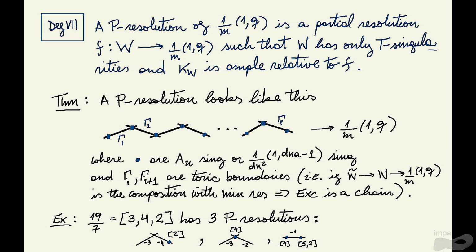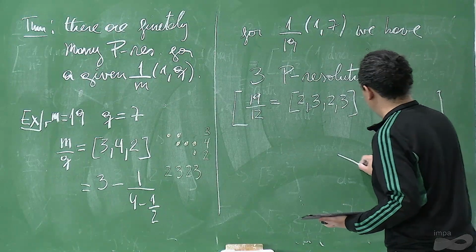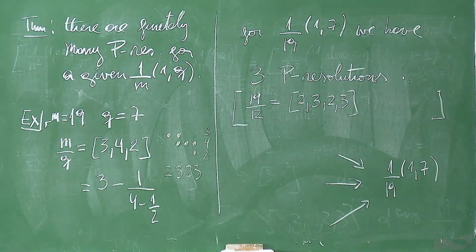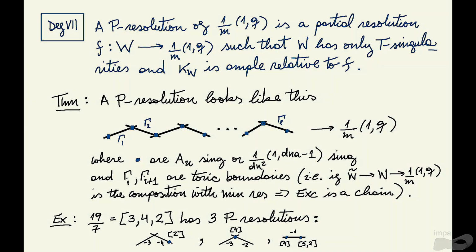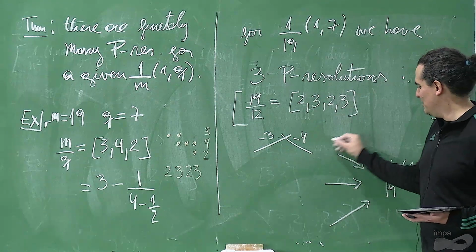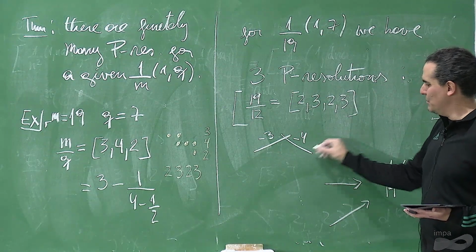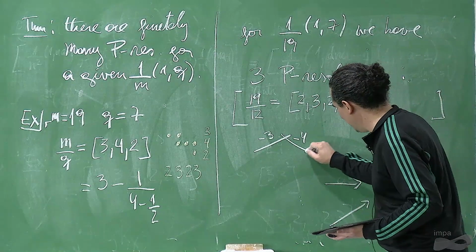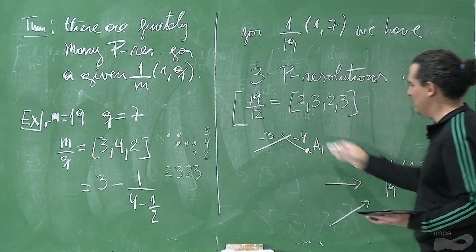So you have these 3 possibilities. Let me write them down. So here is 1 over 19, 1, 7. And over this, you have these partial resolutions. So, for example, this is practically a minimal resolution. You know, minus 3, minus 4. And we would like to put minus 2 here, but minus 2 dot, so the canonical class dot this minus 2 curve is 0. So you need to contract it. And then you have this A1 singularity. So this is one of them.